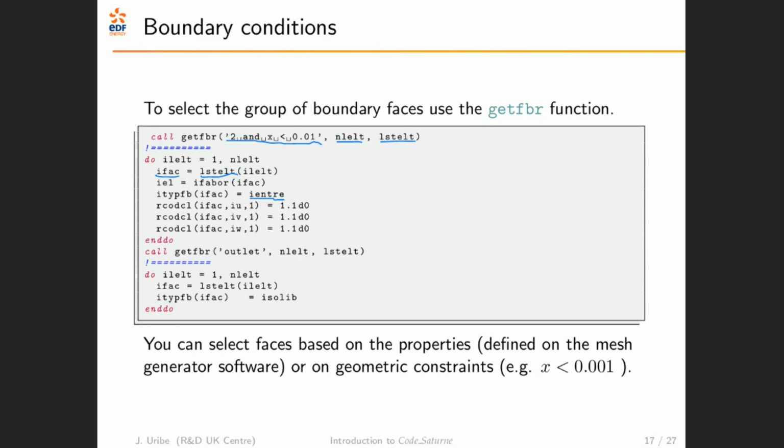And here in the other example, we're setting an outlet. As you can see, because you set it as a type that is outlet, you don't need to fill in any of these arrays that have the value of what you want to put. It automatically knows that you have a zero flux outlet boundary condition.